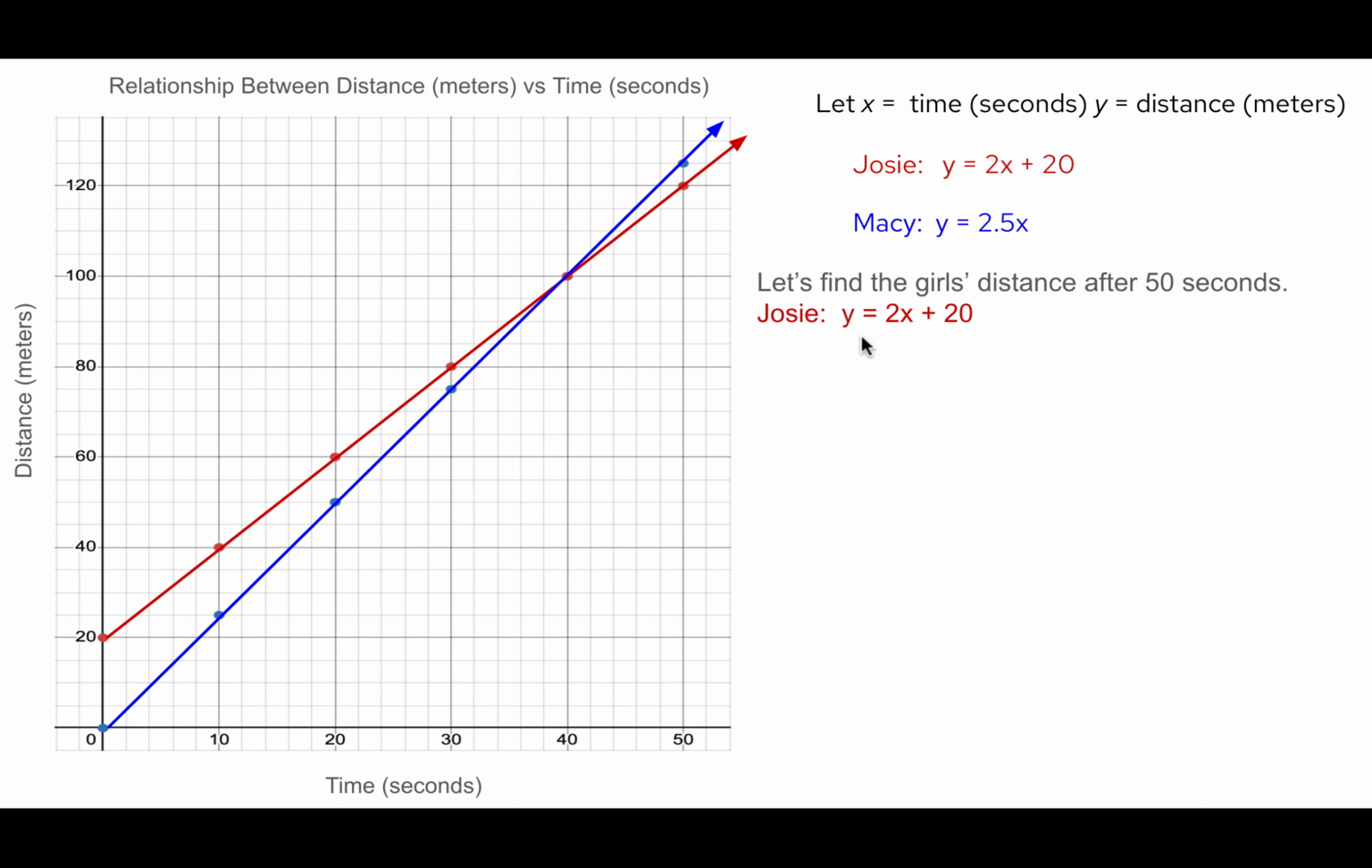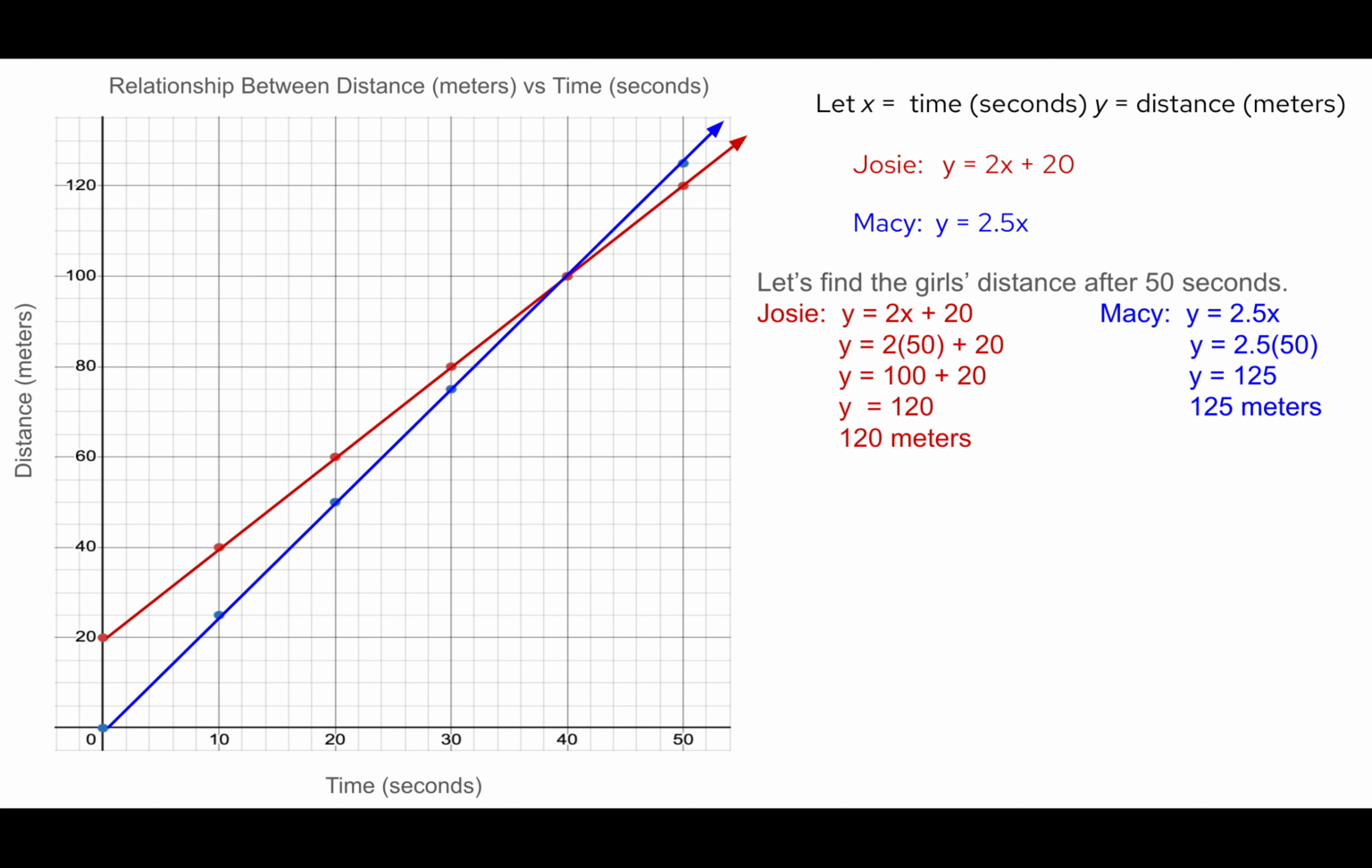For Josie, her equation is y equals 2x plus 20. I replace the x with 50 seconds, so 2 multiplied by 50 is 100. So in 50 seconds, she can go 120 meters. For Macy, again, I'm going to replace the x with 50, and it's 125 meters. So after 50 seconds, Macy has gone 125 meters.